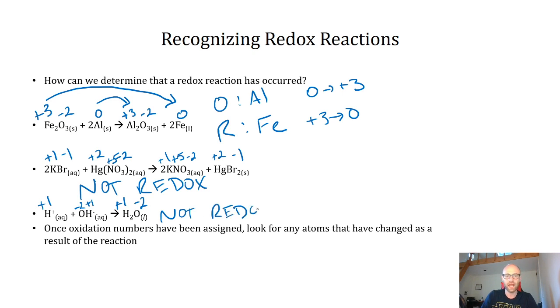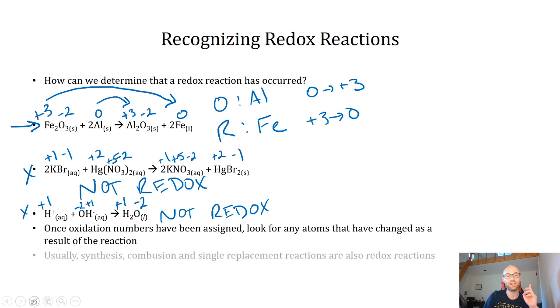So looking at the type of reaction, it looks like this reaction is redox, and this one is not, and this one's not. Neutralization, not a redox reaction. Double replacement, not a redox reaction. Single replacement is a redox reaction, and I'll save you some trouble. Synthesis, also a redox reaction, and so is combustion.